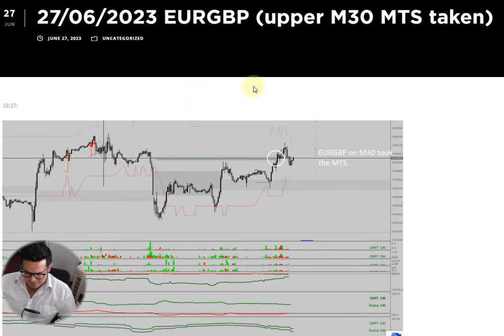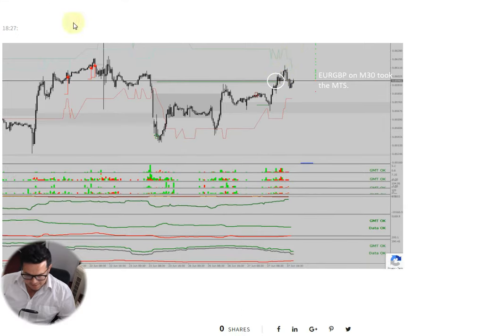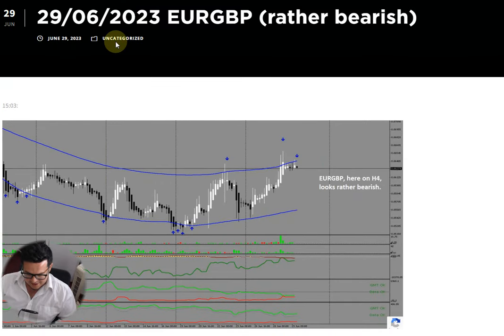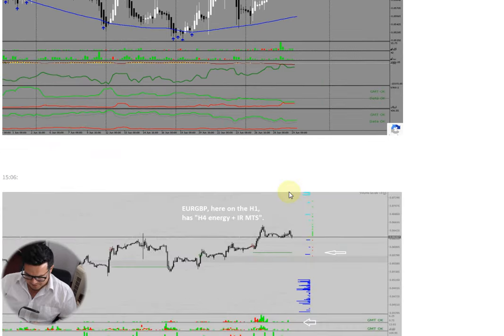27th of June, Euro Pound. So it took this nice medium-term stop in the market. And then on the 29th, at 3 past 3 local time, I said, Euro Pound here on the 4-hour chart looks rather bearish. So take note, ladies and gentlemen. The high has been cleared. There's a retest. We are close to the upper 4-hour band with a longies in the market. So the conditions are fulfilled for a 4-hour reversal down. Almost textbook.